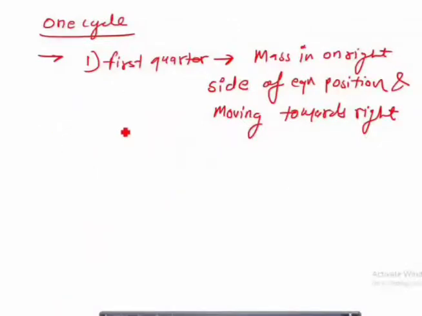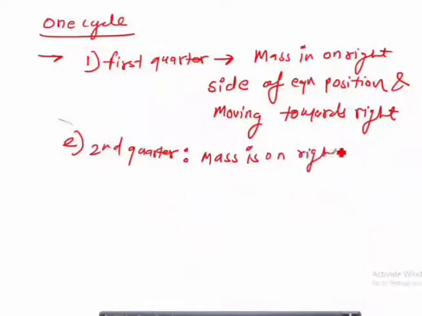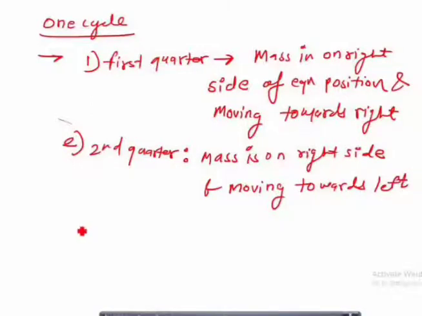Second, in the second quarter, we consider the mass is again on the right side of the equilibrium position, and moving towards the left. Now it is moving towards the left. This is the second quarter we are considering.